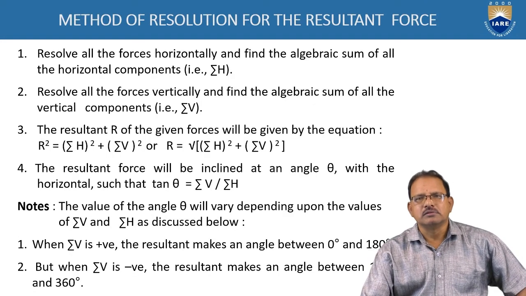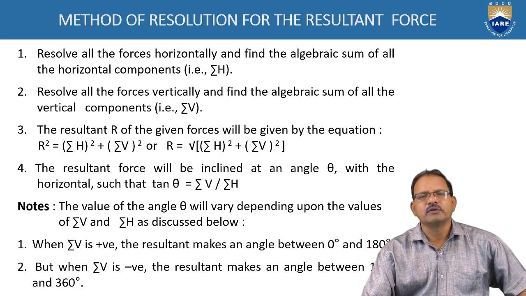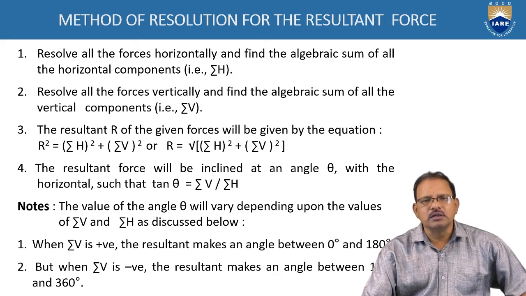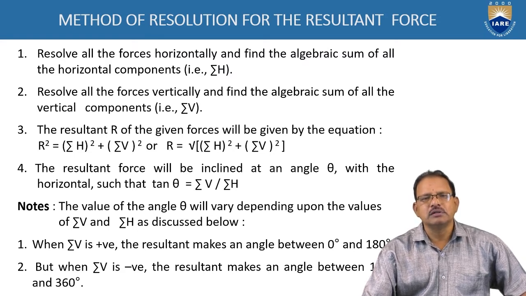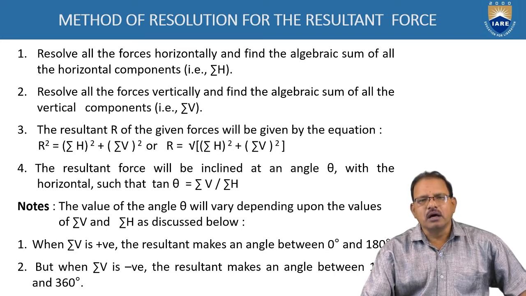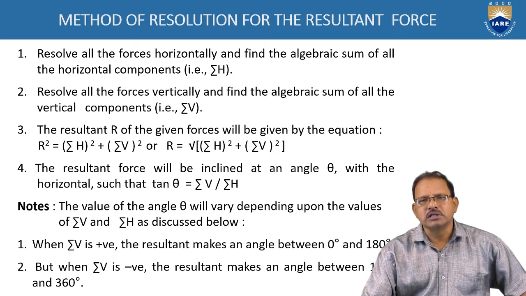So in this process, first of all, resolve the forces horizontally and find the algebraic sum of all the horizontal components. It is treated as sigma H. Similarly, resolve all the forces into their vertical components and find the sum of the vertical components of all the forces. It is represented as sigma V. Then sigma H is treated as the horizontal component of the resultant force, represented as Rx. Similarly, Ry is equal to sigma V.